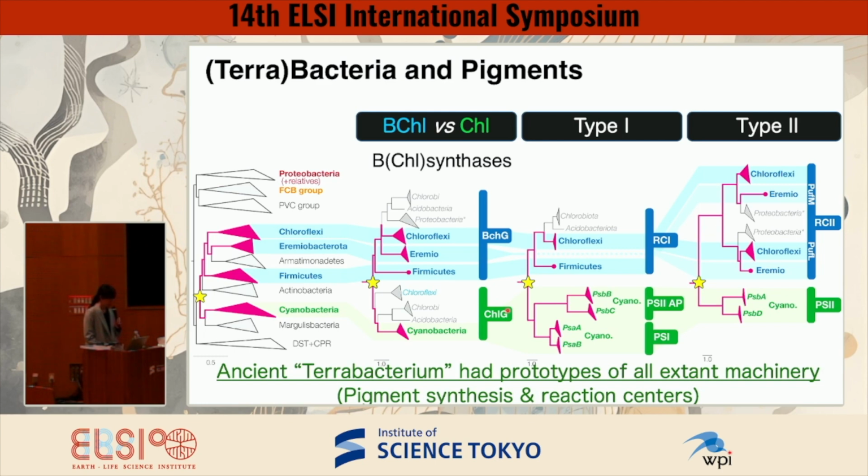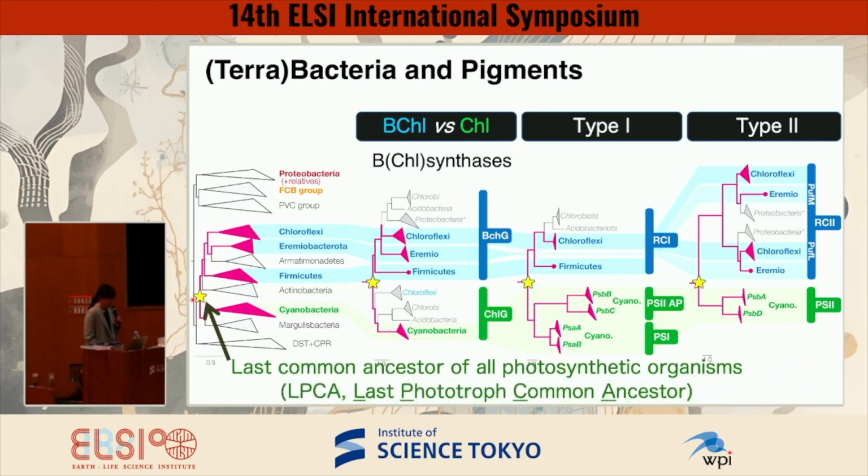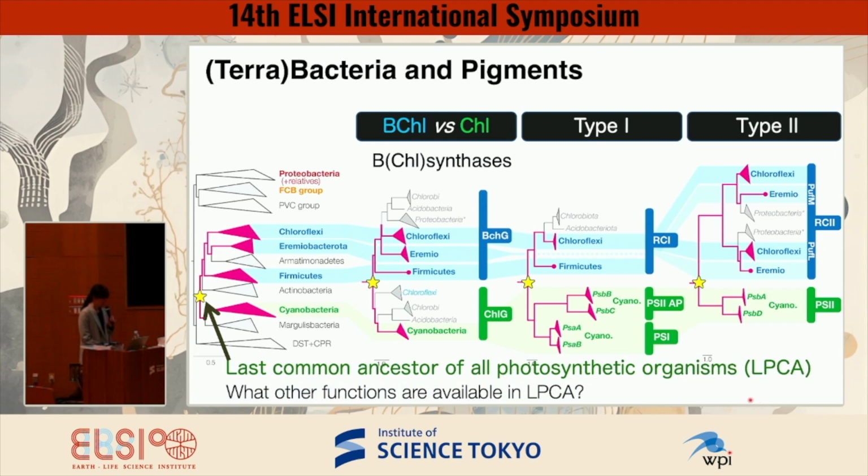From those results, an ancient Terrabacterium likely possessed a prototype version of all extant photosynthetic machineries, such as pigment synthesis and reaction center, providing the foundation for the later diversification of phototrophs. So we define the last common ancestor of all photosynthetic organisms as LAPCA. And next, we try to find out what other metabolic functions LAPCA might have had.